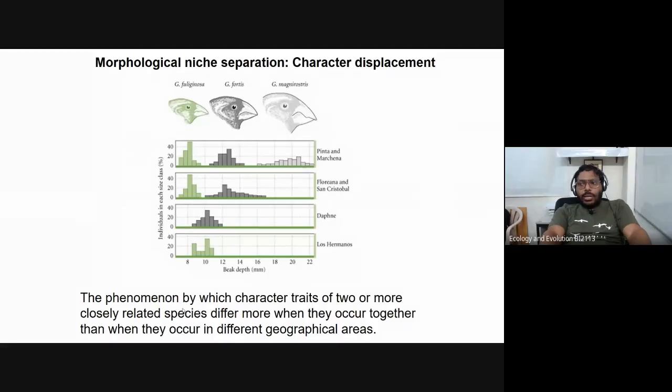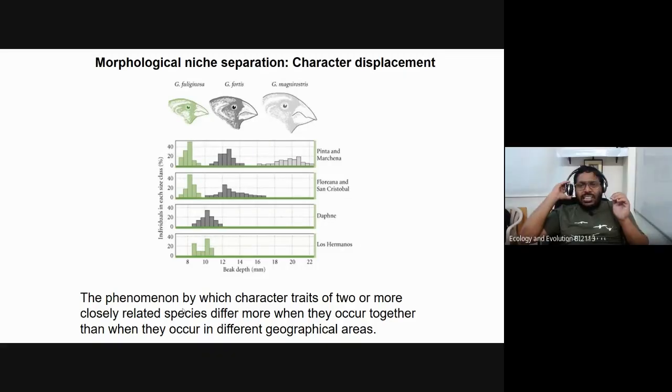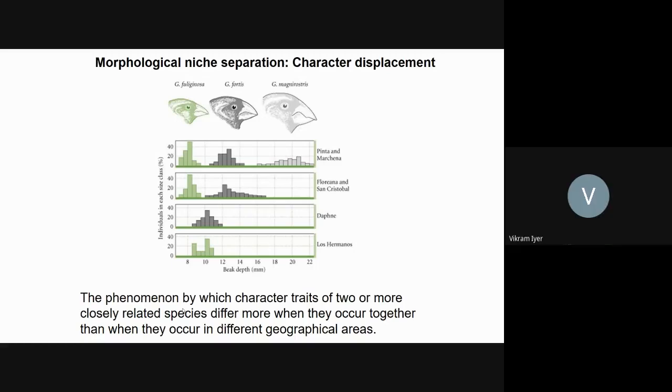The real players in the game are, A, what is the strength of selection, which is modulated by what is the strength of the competition, and the second thing is how much variation there is in the population. Also a bit about how plastic that particular trait is. So, sir, there has to be some generational gap, right? Yeah, of course. Otherwise, it's not evolution, right? Yeah, correct.